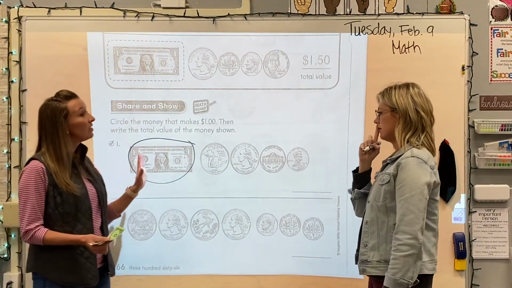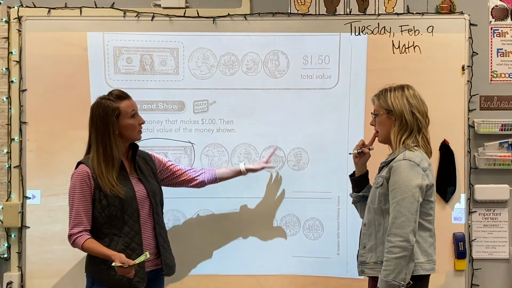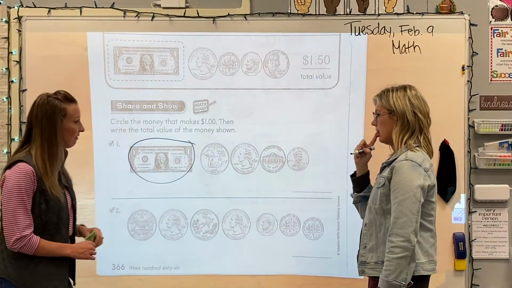Do you remember this dollar bill is the easiest way to make $1? Yes. If we're looking at number 1, that looks just like it. It's $1. So you can just circle that dollar bill. That's easy. That's a way to make $1. But you aren't done yet. I want you to count the rest of the coins as well, and then we can talk about how to write that value down below.